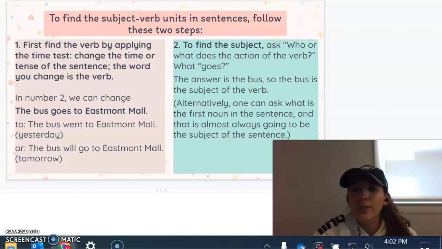Step 2, we need to find the subject. So we need to ask who or what does the action of the verb. So in this case, what goes? The answer is the bus. So the bus is the subject of the verb.